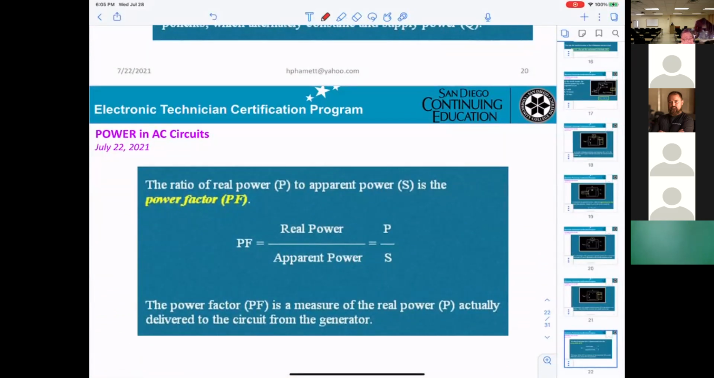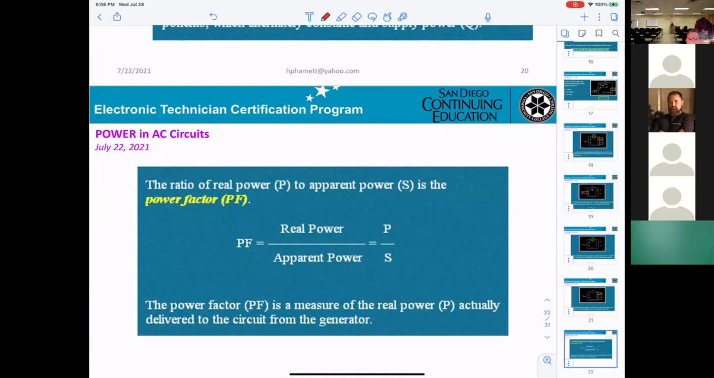Power factor is basically the ratio between real power and apparent power. That means when you combine R, C, and L, that's what you get: apparent power. Power factor is a measure of the real power. They want to know about the real power actually delivered to the circuit from the generator.